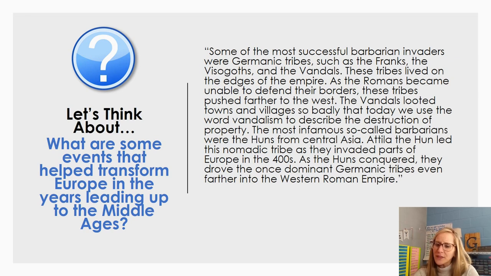So, follow with me. Some of the most successful barbarian invaders were Germanic tribes, again, such as the Franks, the Visigoths, and Vandals. These tribes lived on the edges of the empire. As the Romans became unable to defend their borders, these tribes pushed farther to the west. And this text should sound familiar. We're closely reading it again so we can listen for a different reason. The Vandals looted towns and villages so badly that today we use the word vandalism to describe the destruction of property. The most infamous so-called barbarians were the Huns from Central Asia. Again, Attila the Hun led this nomadic tribe as they invaded parts of Europe in the 400s. And as the Huns conquered, they drove the once dominant Germanic tribes even farther into Western Roman Empire.